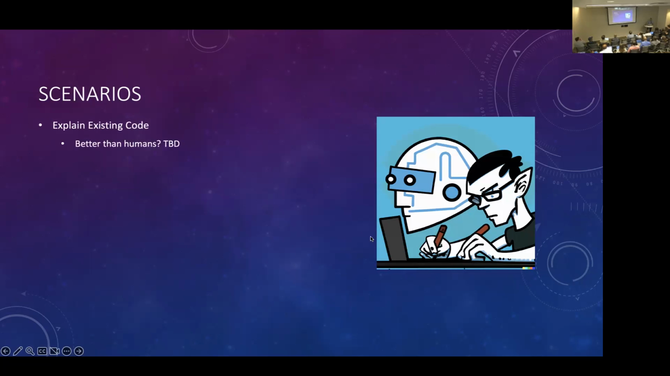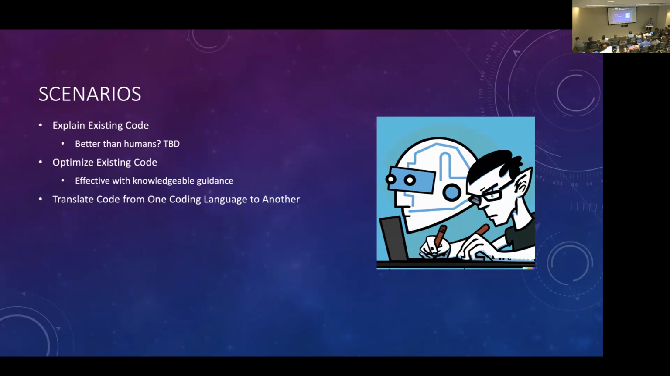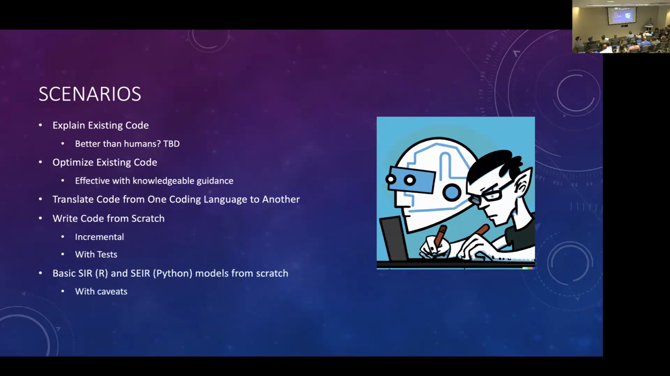So as mentioned, we'll look shortly at an explanation of some existing code. We will look at optimizing through some refactoring. Then we'll look at translating from MATLAB to Python. We will then either work on writing some code from scratch, or we'll look at jumping all the way up to asking it to write us an SIR or a CIR model.